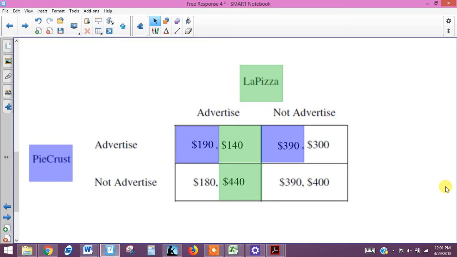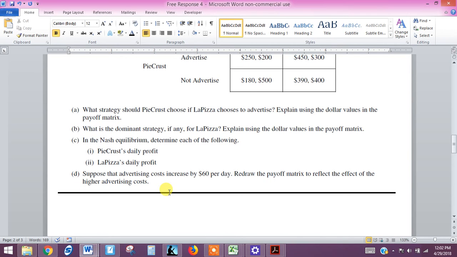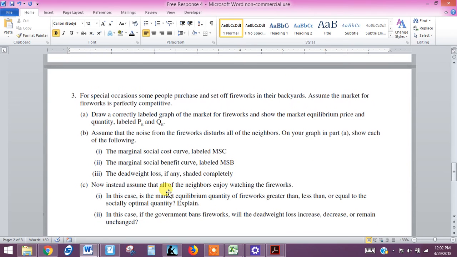Once again, you're not going to want to change any of the profits that they're going to enjoy if they don't advertise, because that doesn't change, since the change here is an increase in cost of advertising of $60, which is going to lower their profits by 60 everywhere that they are advertising. And I believe that takes care of question 2. And when we come back, we'll look at question 3.